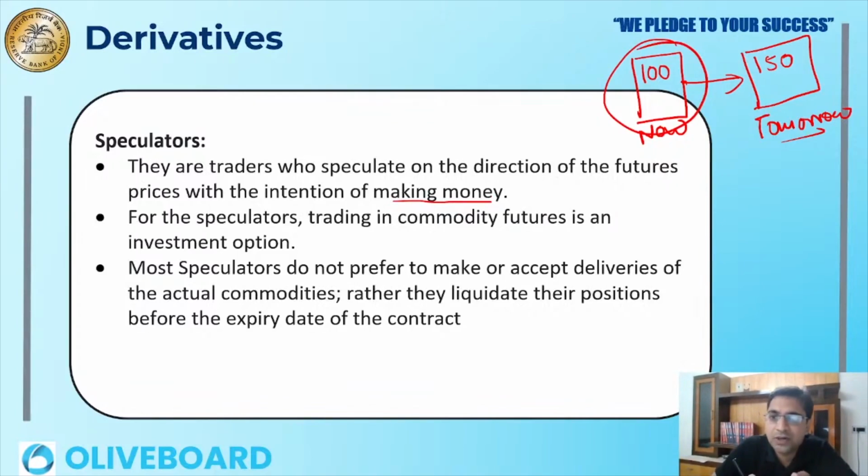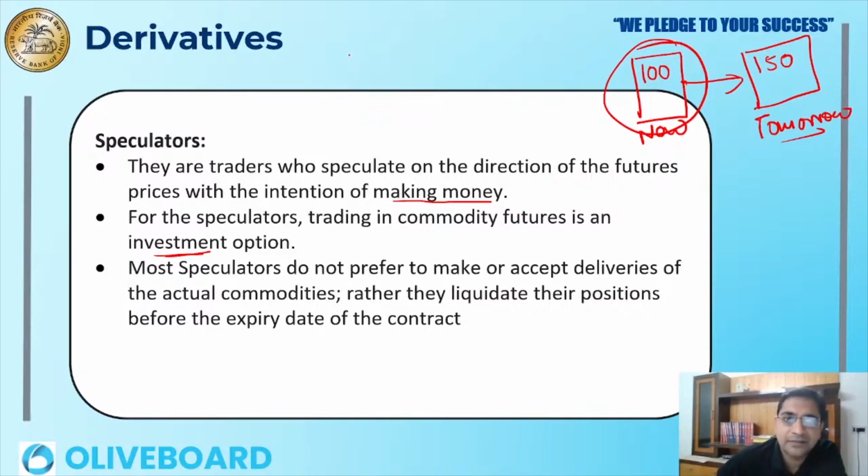Okay, actually it is not happening, but they believe that. So for speculators, trading in the commodity future is an investment option. Maybe the price may increase, so they will have a profit. If the price decreases, nothing will happen. Most speculators do not prefer to make or accept deliveries of the actual commodities. Normally, here the actual commodity is not being traded.